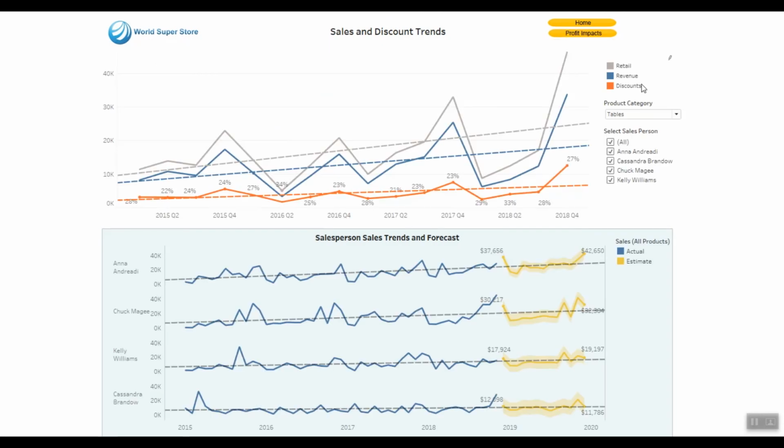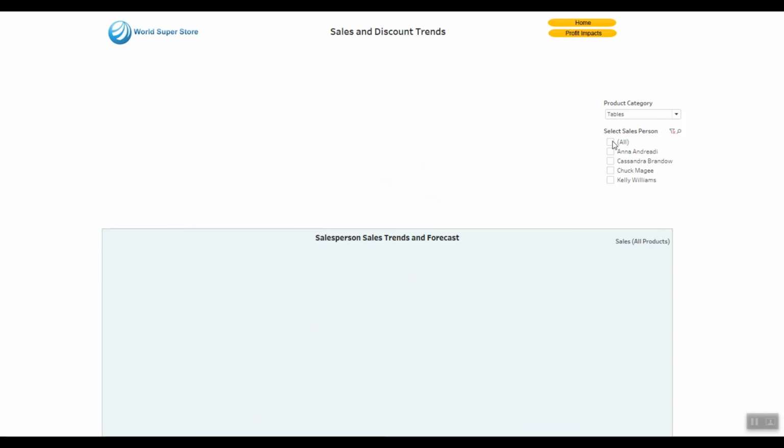Let's take a look at the sales trends dashboard and see if we can get more information on these issues. We know that tables are a problem category. At the top, we are comparing retail to revenue and discounts and showing that relationship in a linear trend line for each, with filters by salesperson. Let's show a comparison of our salespeople and their association to discounts over time.